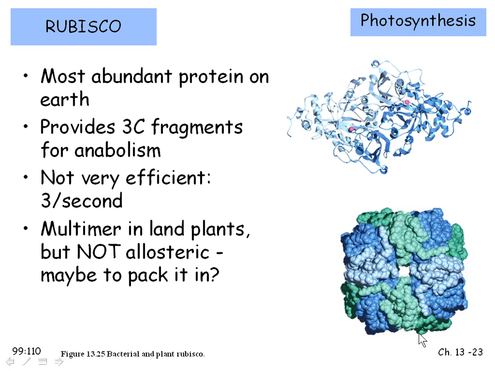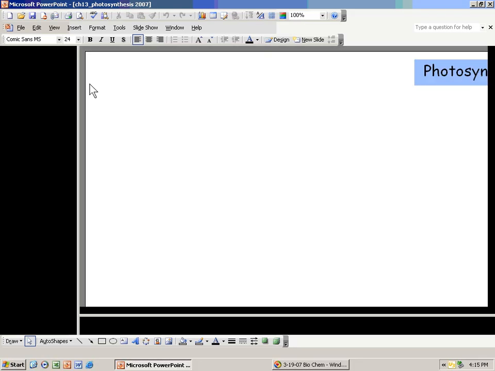In land plants, we see it as a multimer like this, but Rubisco is not allosteric. We said before that in general, multimers could be allosteric and monomers weren't. Here's the exception in the other direction. Glucokinase was a monomer that was allosteric. Rubisco is a multimer that is not allosteric. And probably it's because it's such a bad enzyme in terms of efficiency that by making a multimer out of it, they can pack more into the chloroplast. And if you look at the pictures of chloroplasts, that stroma is one of the darkest things in the cell. I think it might be worth popping back for a second to just look at that picture, so you know where it is fast.